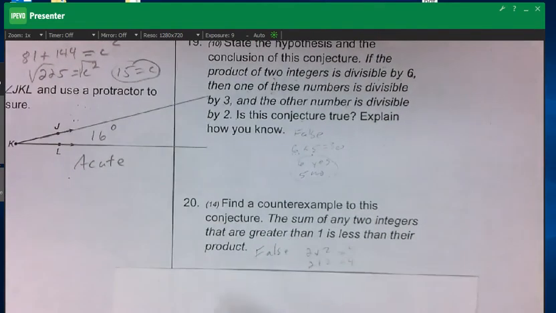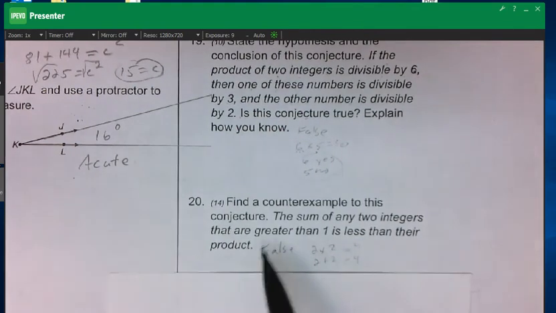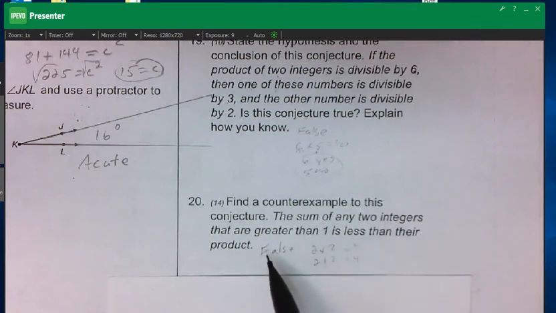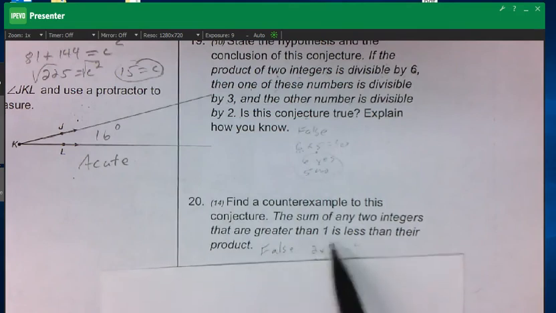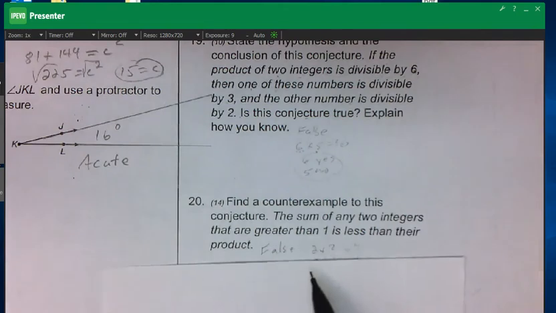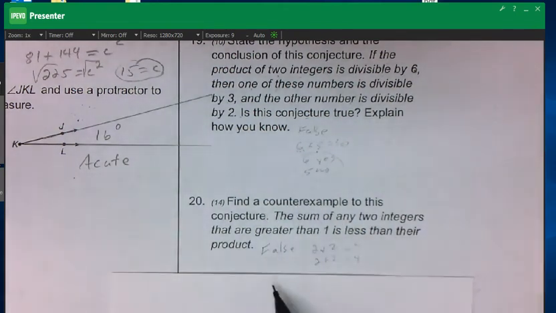Find the counterexample to the conjecture. The sum of any two integers that are greater than 1 is less than their product. Now this is kind of complicated, but we need to find a counterexample to prove that false.